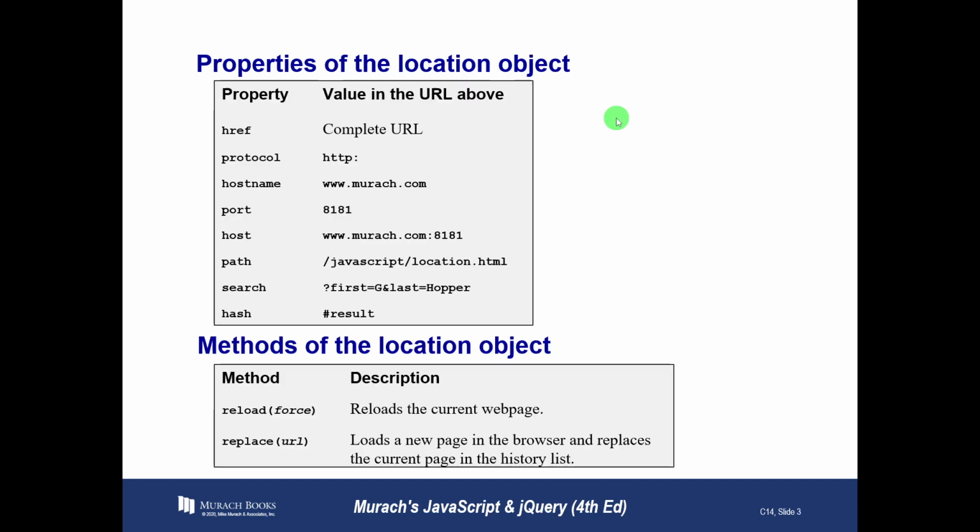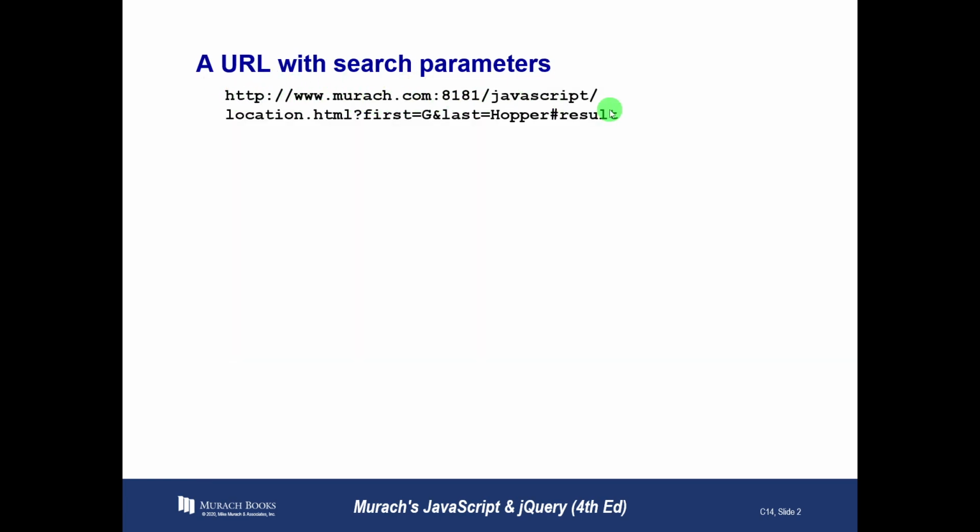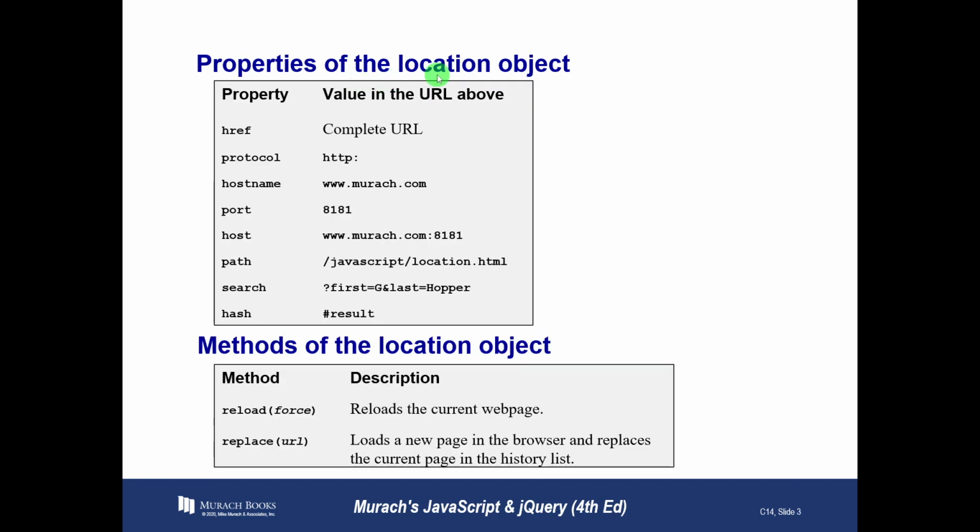So let's look at the location object. The location object has a bunch of properties we can use to deal with these things. We can access all the different parts of this URL using the location object's properties. So href is a property that will give us the complete URL. There's a protocol property, which will tell us what protocol we're using. A host name property that will give us the host name. Actually, it's the host name and the domain name.